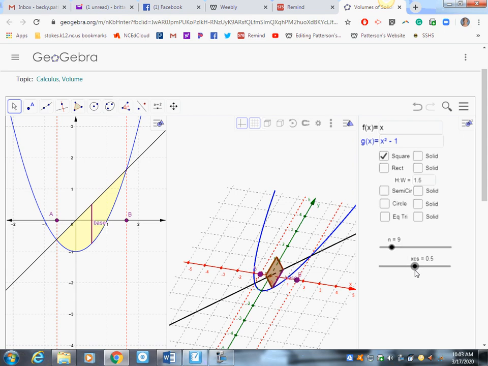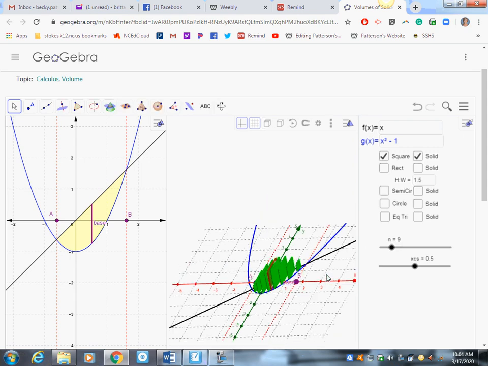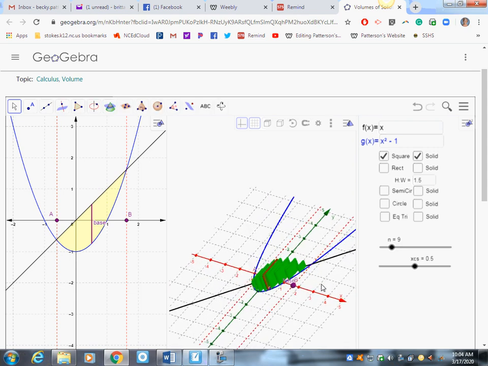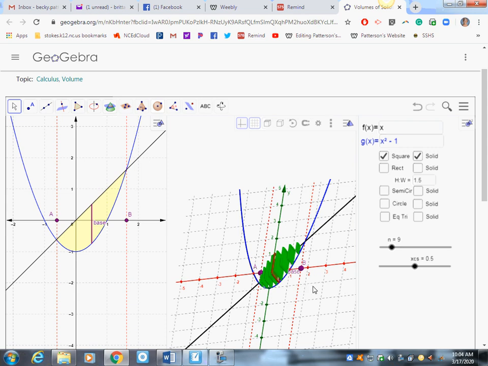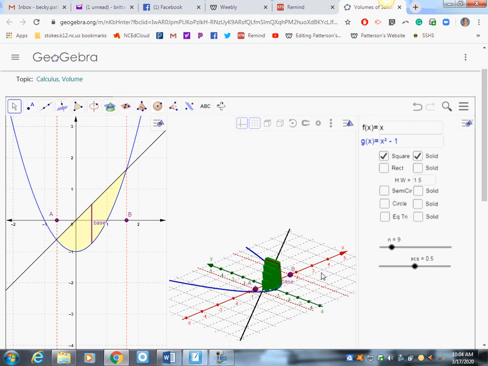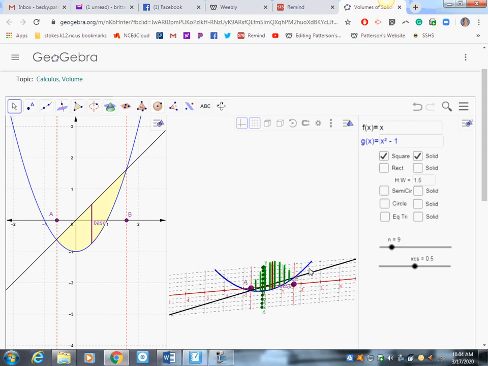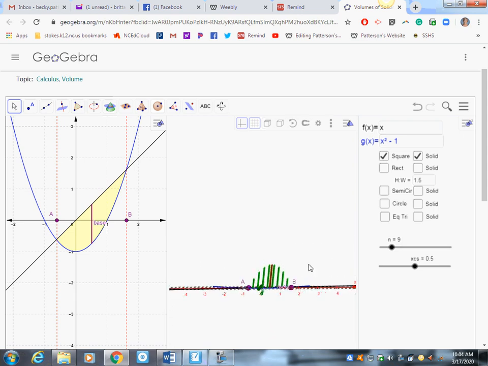So I have got the base, which is my parabola and my linear line. They've got this enclosed, shaded yellow region. And what I'm going to do is lay on top a whole bunch of squares. If I make a whole bunch of squares, now look at what it looks like. Right now I've got 9 squares. That's what it looks like flat.